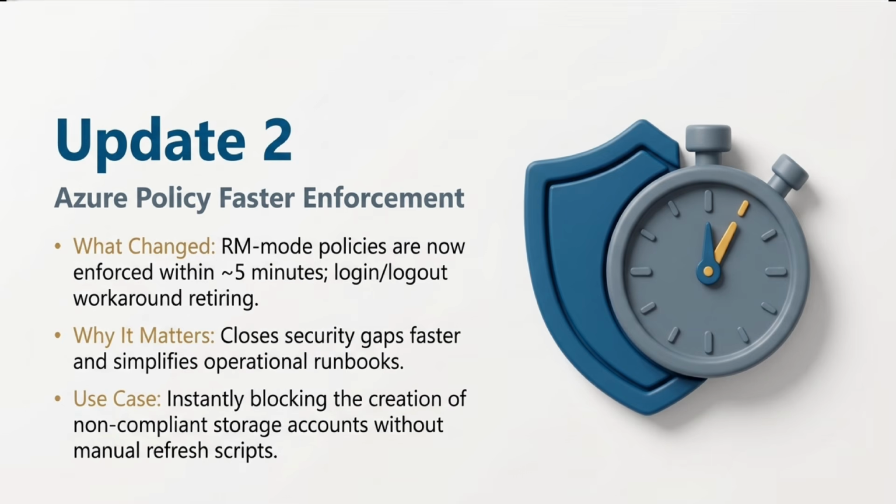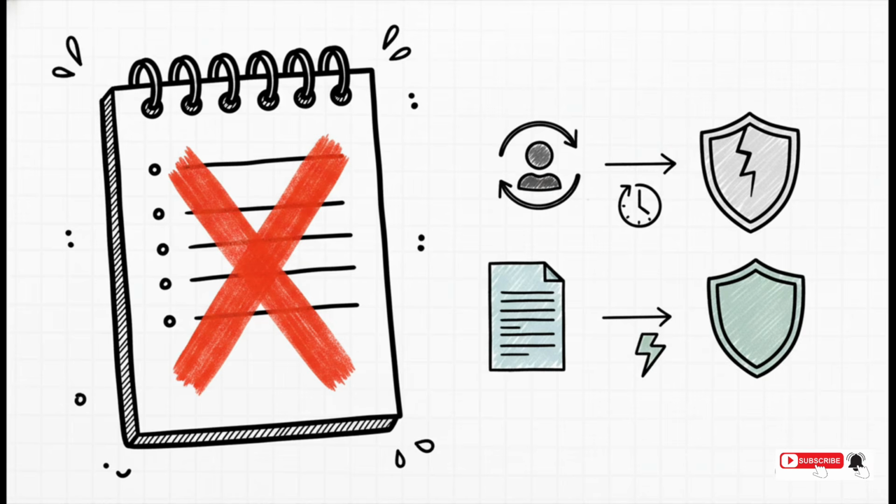This is a bigger deal than it sounds. If you're rolling out a policy to, say, block public IPs on new VMs, you want that to take effect now, not in 30 minutes. This faster enforcement closes those security gaps way quicker, and it means you can finally, officially get rid of that old sign out and sign back in trick from your runbooks.